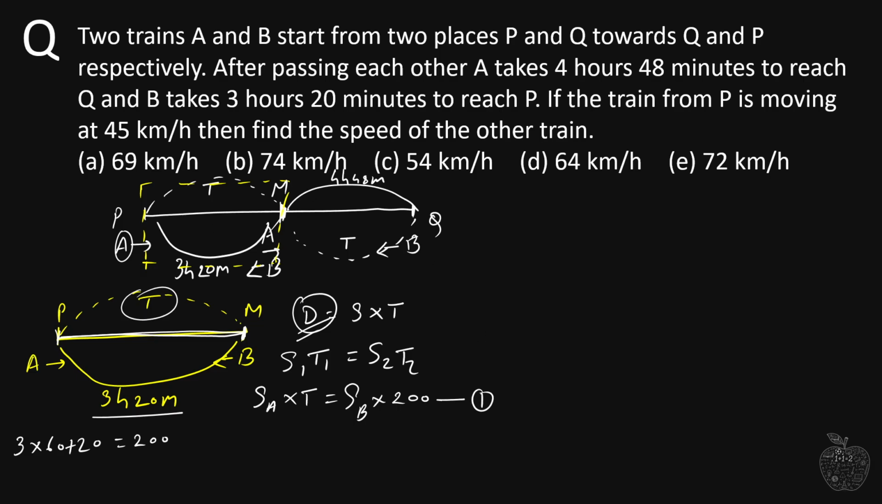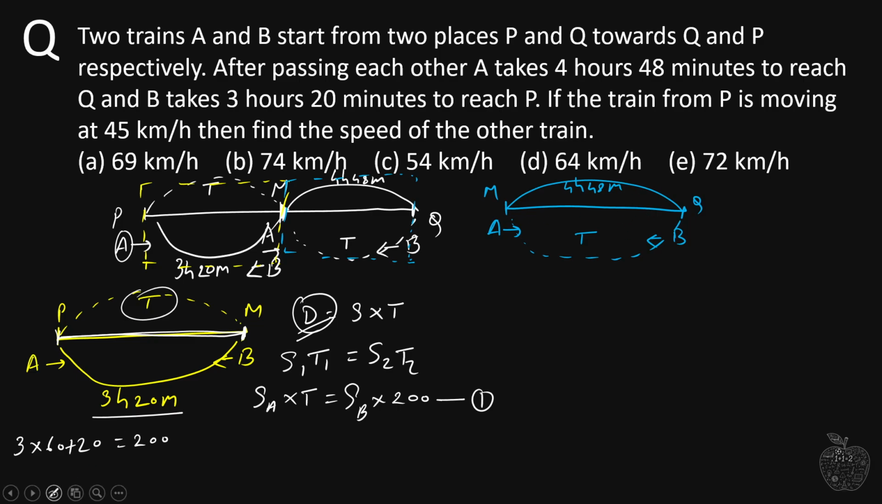Now let's talk about the second part of the distance, which is from point M to point Q. This is M, this is Q. Train A is moving from M towards Q, and train B is moving from Q towards M. We know that train A takes 4 hours 48 minutes to reach Q, and B takes t time to reach M from Q.